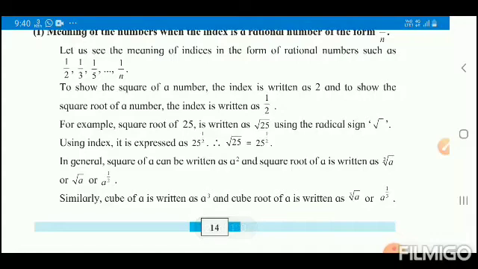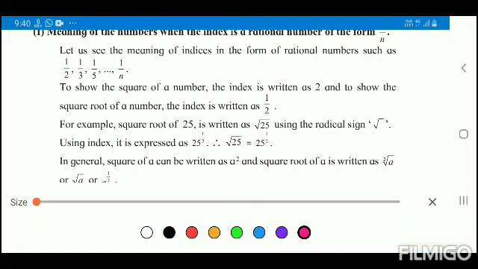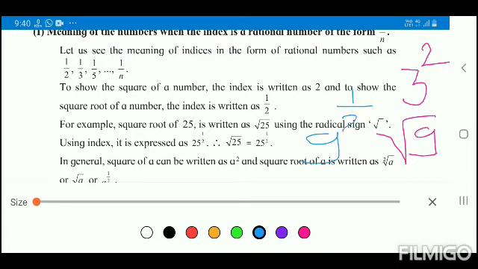To show the square of a number, the index is written as 2, and to show the square root of a number, the index is written as 1 upon 2. Okay? Just one example: if I want to write the square of 3, then I will write 3 raised to 2. And if I want to write the square root, suppose the square root of 9, then I can write this number as 9 raised to 1 upon 2. It means the square root of 9. Okay? The second root means square root only.